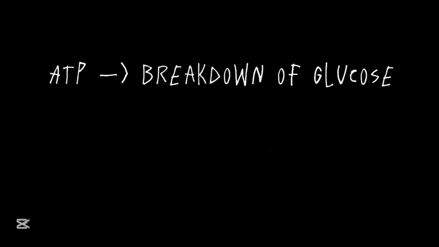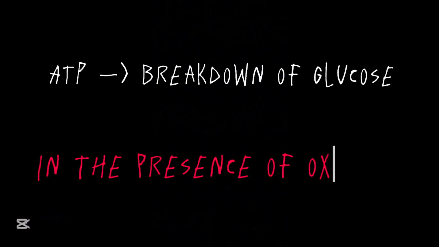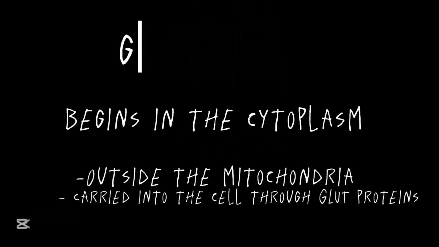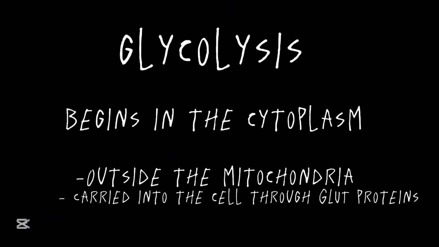Aerobic respiration. This is the process in which ATP is produced, the universal energy currency of the cell, by the breakdown of glucose in the presence of oxygen. Glycolysis is the first step in which cells produce this essential energy.